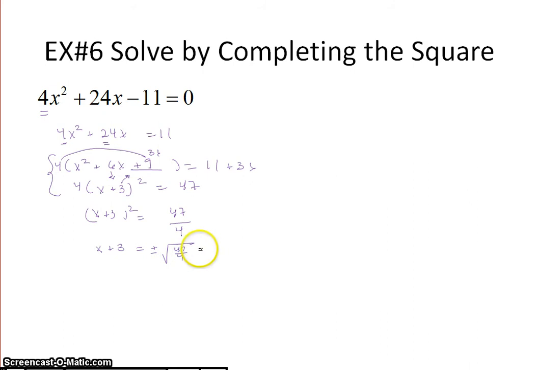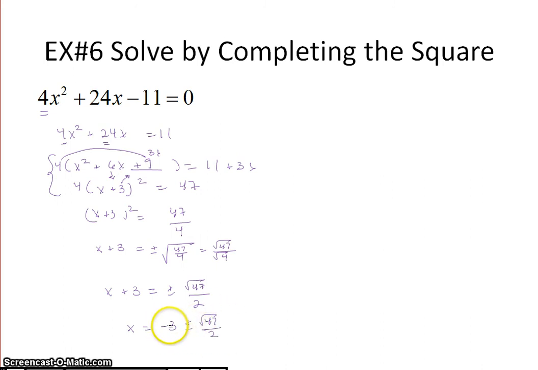And we can separate this as square root of 47 over square root of 4, and the square root of 4 is 2, so we don't actually have to rationalize anything here. So this is square root of 47 over 2. Subtract 3 from both sides, negative 3 plus or minus square root of 47 over 2. Only this has the 2.